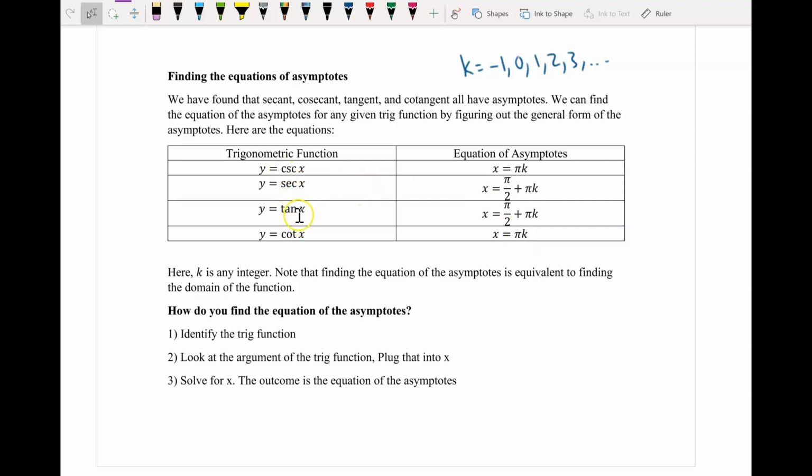Now we know that that's not going to be true if this is like 2x minus pi over 2 inside of the x argument. So we got to figure out, okay, if there's a period change and a phase shift, how is that going to change the asymptotes? So, one thing to really note is that finding the equation of the asymptotes is equivalent to finding the domain of the function. The only thing that will be different is that for the domain of the function, everything is just the same. It's just going to be written in set builder notation.